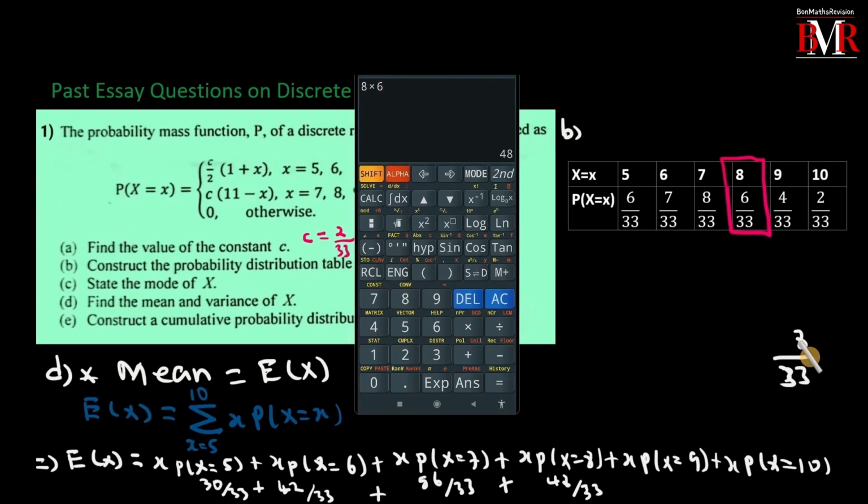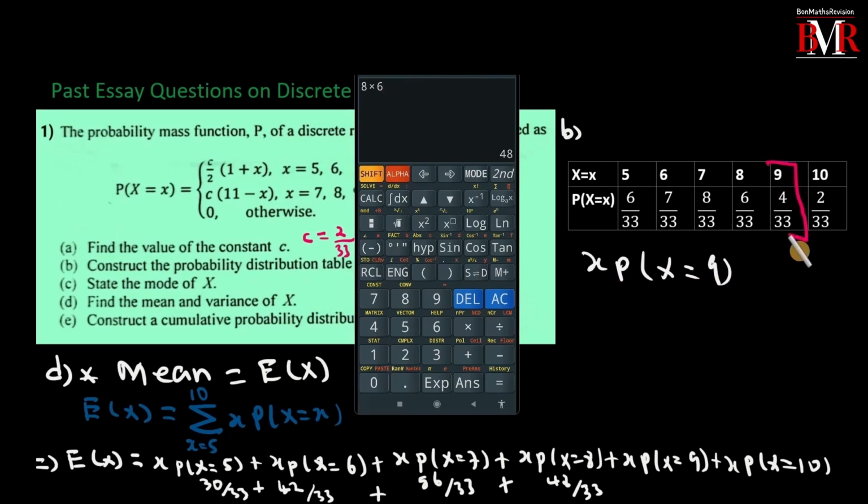Now for x times the probability of x equals 9 from the table is this, which is equal to 9 times 4 all over 33. 9 times 4 is 36. That is 36 over 33. So it means here is plus 36 over 33.